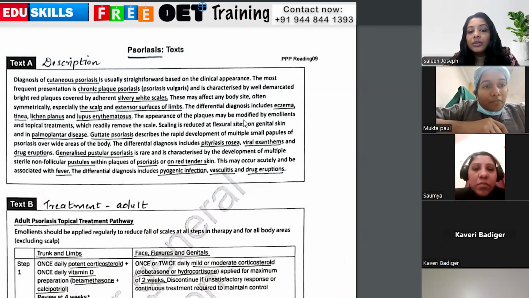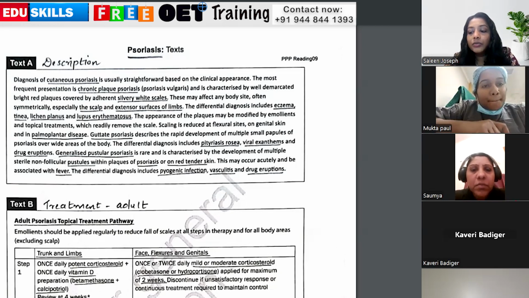Altogether, we can give a heading like description. It's not only a definition, it's a description. They have mentioned some types of psoriasis and some characteristics, some disease conditions. You can give another heading as per your knowledge. I'm not saying you have to give the same heading I have given here, but as per my knowledge, it's a description of psoriasis.